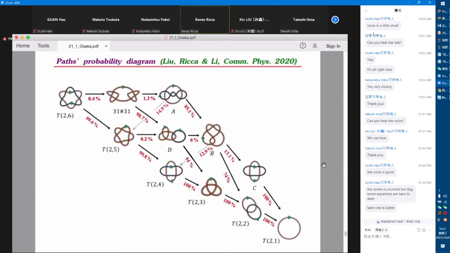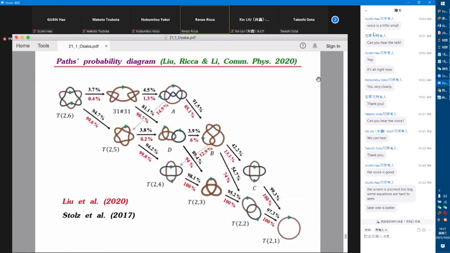These are our results. This is work published in Communications Physics. And these are the results in terms of probability that we computed according to the scheme that I just discussed. It's good to compare these results with the results obtained by the group of Mariel Vasquez and the work done by Koya and others, the paper of Stoltz et al. As you can see, there is a rather good comparison. The results we obtain are the same order of magnitude and sometimes extremely close to the values computed by Stoltz et al.